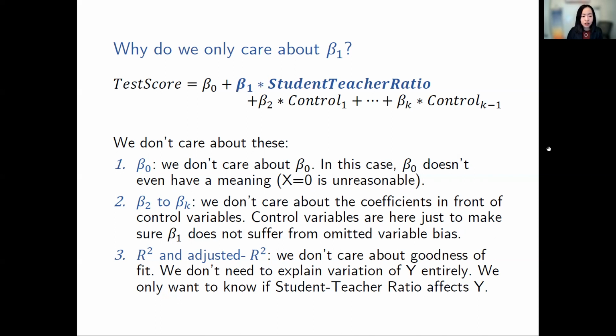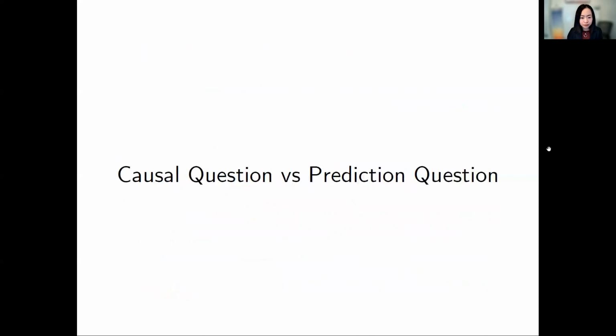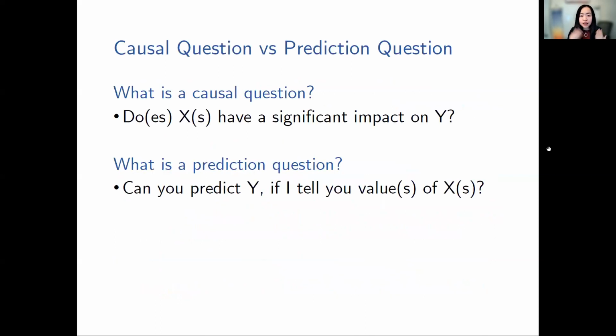All right. So we don't care about all of these. We just care about beta 1. And this is a causal question, as I just said. What is a causal question? A causal question usually asks, does X have a significant impact on Y? And if yes, then I'll increase X or decrease X.